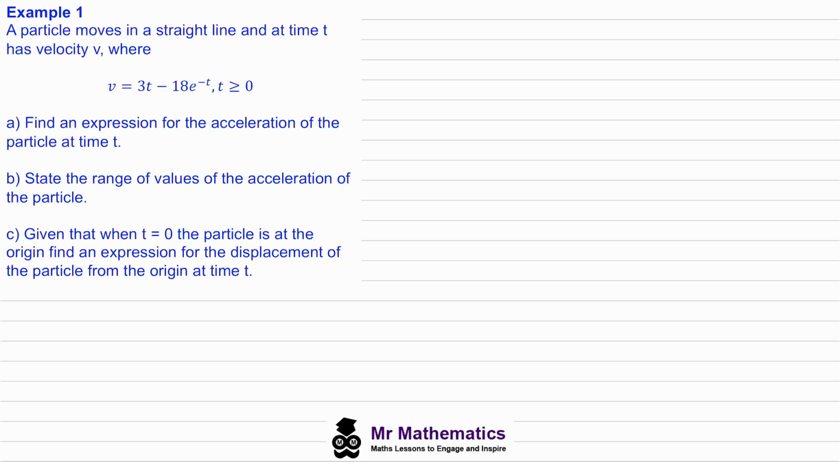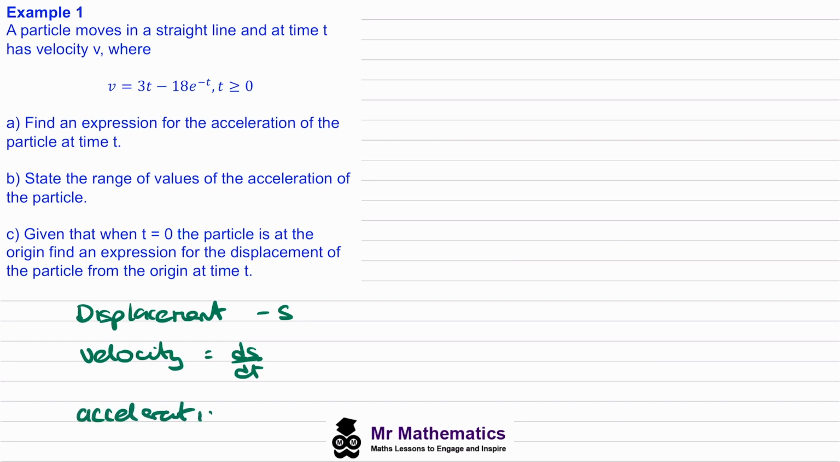Hi everybody. So in this video we're going to look at modelling motion where the acceleration is a variable. So this will involve some calculus. So we know that displacement, and if we know displacement we can work out the velocity, and this is ds by dt. And from the velocity we can work out the acceleration, which is the rate of change of velocity over time, or d2s over dt squared. And throughout this video, we'll be applying these relationships.